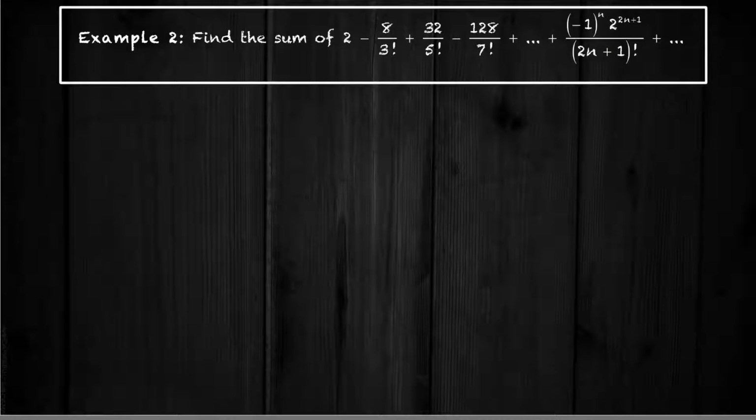Now that we've seen it done once, let's see if it gets a little bit easier in this second example. It says find the sum of 2 minus 8 over 3 factorial, 5 factorial, 7 factorial. So we notice that maybe we'll take the liberty of writing 1 factorial here. So if we notice the bottoms, we have a 1 factorial, a 3 factorial, a 5 factorial, a 7 factorial, and we have terms that are alternating in their signs.